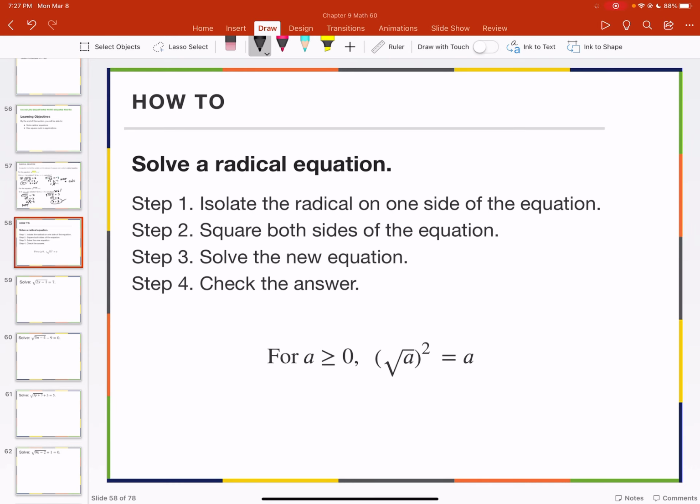So how do you solve a radical equation? Similar to isolating the variable, instead you isolate the radical, and then you square both sides and simplify. We're using the property that the square root of a square brings you back to the root, it's equal to whatever's inside the radicand.